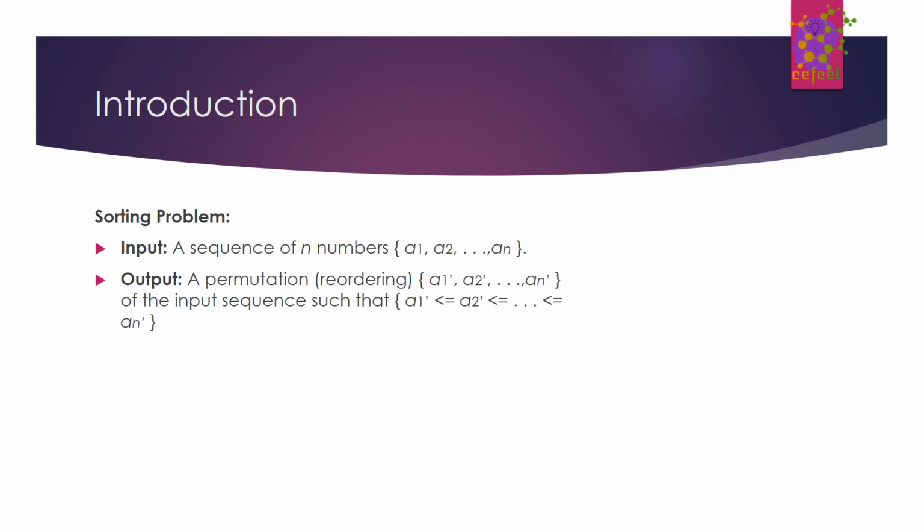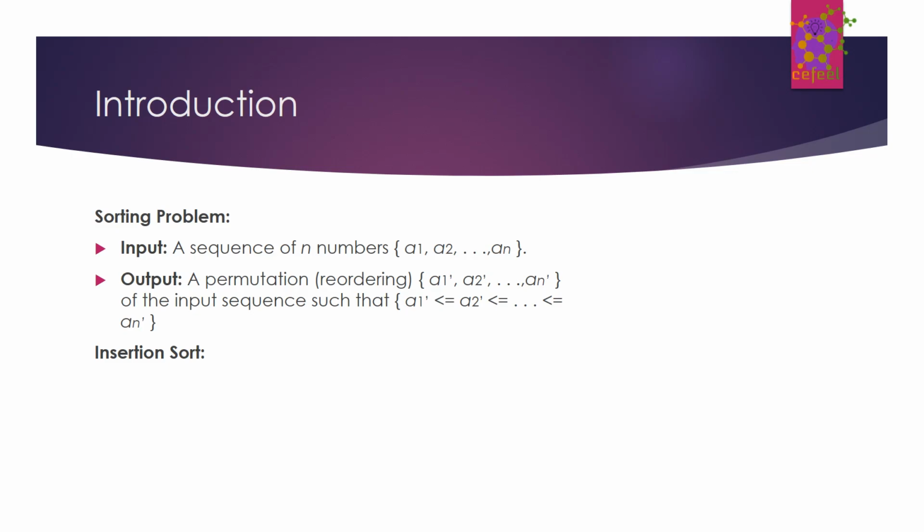We want to reorder those items in a way such that the first item is less than the second item, which is less than the third item, and so on till we have the second last item, which is a(n-1), is less than an. So this is what sorting is. Which means we want to order the numbers. If we are given an input of numbers, we want them in ascending order from the smallest item to the largest item. That is the required output of our sorting algorithm.